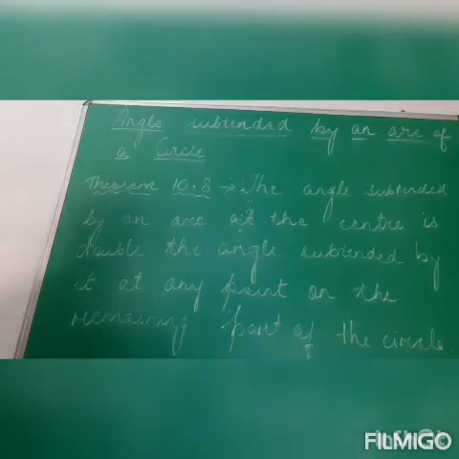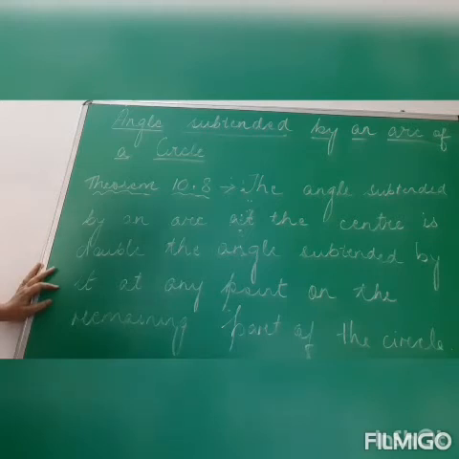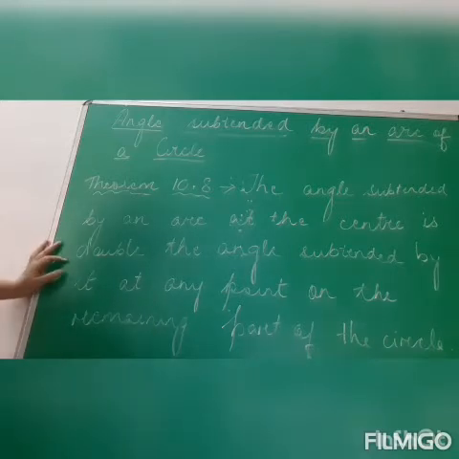Hello students, today we will start with a new topic, that is angle subtended by an arc of a circle. So for this, let us first go to theorem 10.8. Now what does this theorem state? The angle subtended by an arc at the center is double the angle subtended by the same arc at any point on the remaining part of the circle.